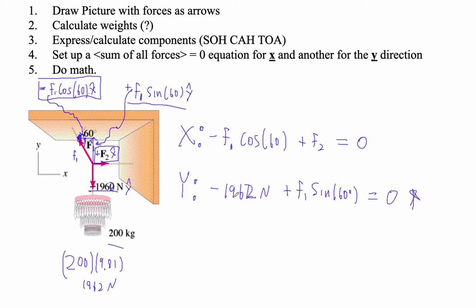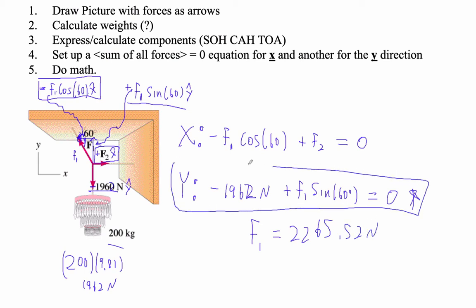Okay, I think it's going to be 1962 divided by the sine of 60. All right, that's 2265, so F1 is equal to 2265.52 newtons. I just did math here. Okay, and then now I can plug it in here.